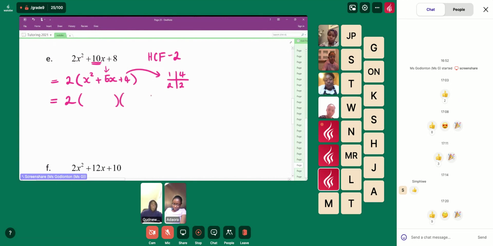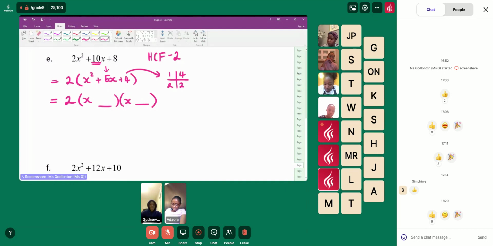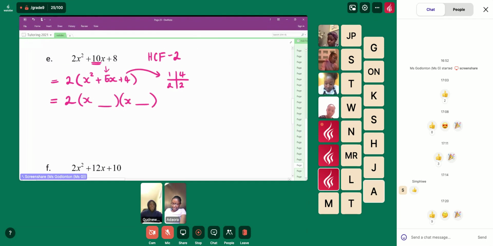So we're going to have a 2. We're going to have our 2 brackets. We're going to have our 2 x's. Now, what am I going to put here and what am I going to put here? x plus 4 and x plus 1. We got there. I think you had a bit of help, but that is okay. Let's have a look at our next one.